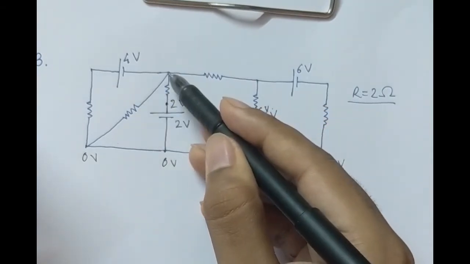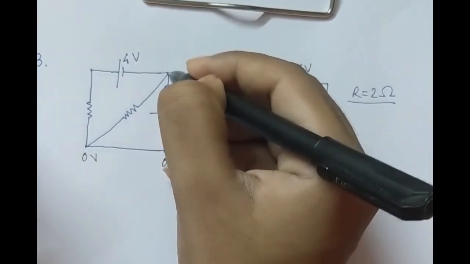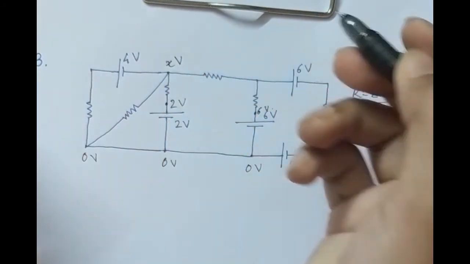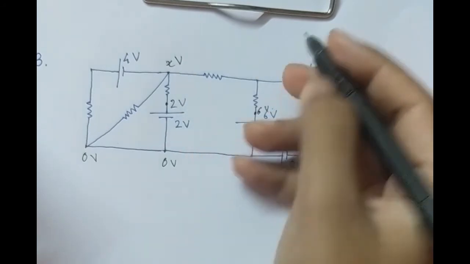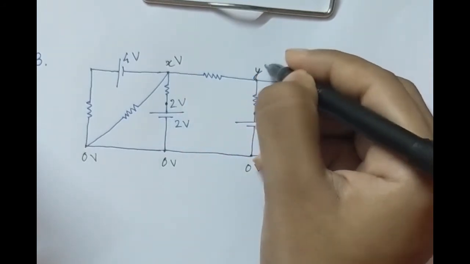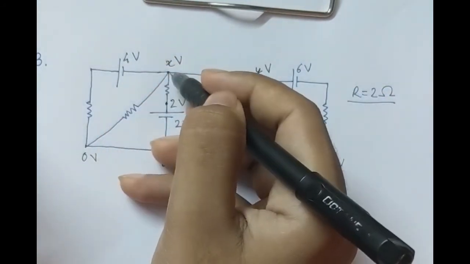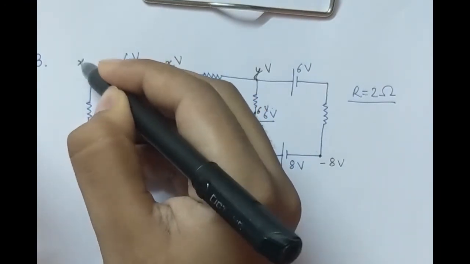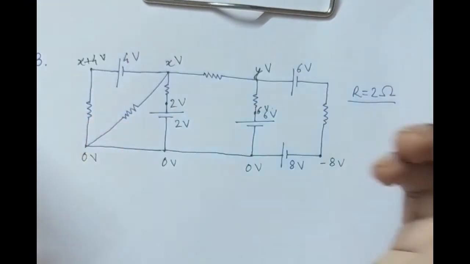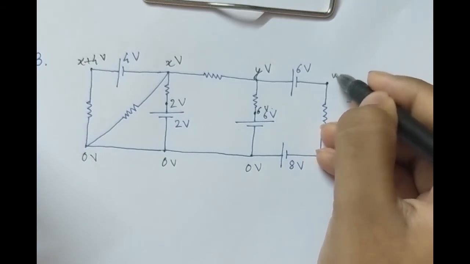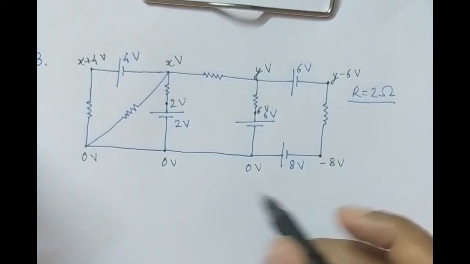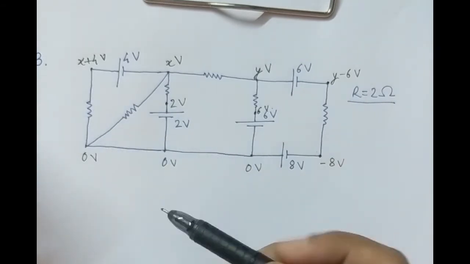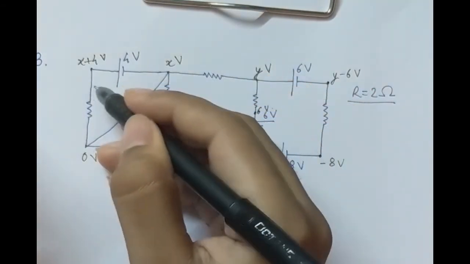There's no way for us to find this and this, so we assume this point to be at x volts. And again, there's no way to jump over to this side using the value of x, so we have to treat this as a separate variable, y volts. With this as x volts, this point becomes x plus 4 volts, and this point becomes y minus 6 volts. Again, all resistances are 2 ohms. Now we have potentials across all the resistances. Let's go ahead and assign the currents.